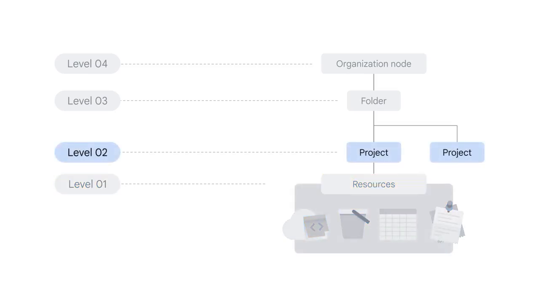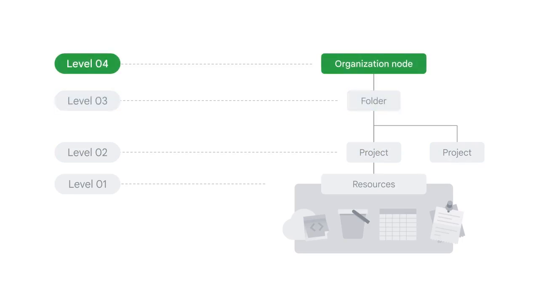Resources are organized into projects, which sit on the second level. Projects can be organized into folders or even subfolders. These sit at the third level. And then at the top level is an organization node, which encompasses all the projects, folders, and resources in your organization.